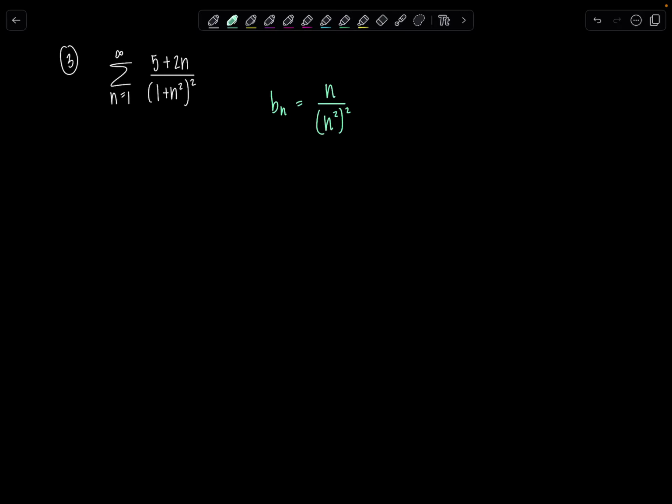Okay, highest power of n in the numerator is n to the 1st. Highest power in the denominator is n to the 4th, yeah? So n over n to the 4th simplifies to 1 over n cubed. Right now, 1 over n cubed is just a sequence. Don't forget, we are testing series. So we have to write the sum, n equals 1 to infinity, 1 over n cubed. What do we know about this series? It's another p series. P equals 3, which is greater than 1.